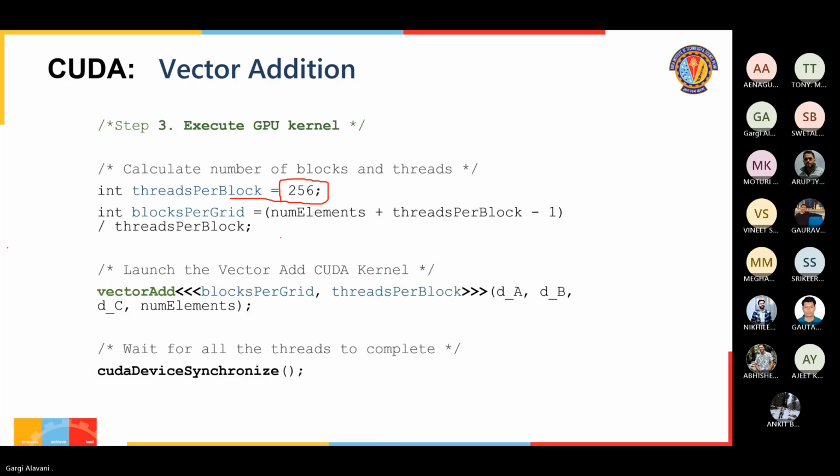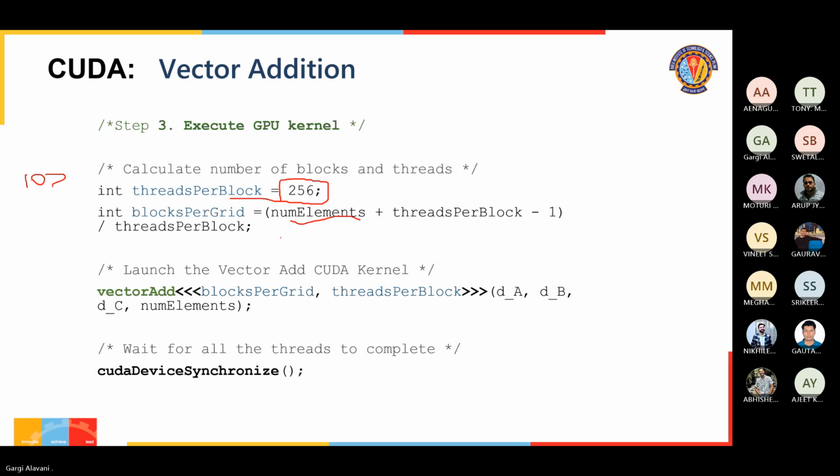CUDA has thousands of threads. You may not always need thousands of threads. How many you need will depend on how many elements you are trying to do the computation on. Let's say n is 1024, the number of elements in A and B. Both have 1024 elements. So you are saying that every block of threads should have 256 threads. Now, how many such blocks do you need?